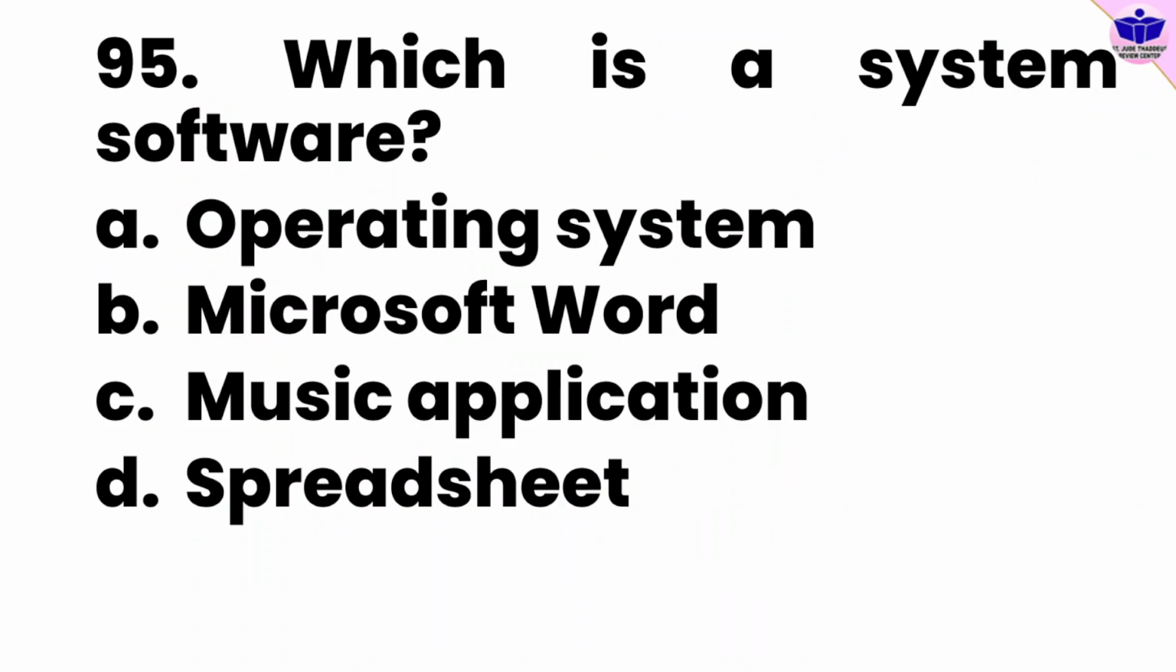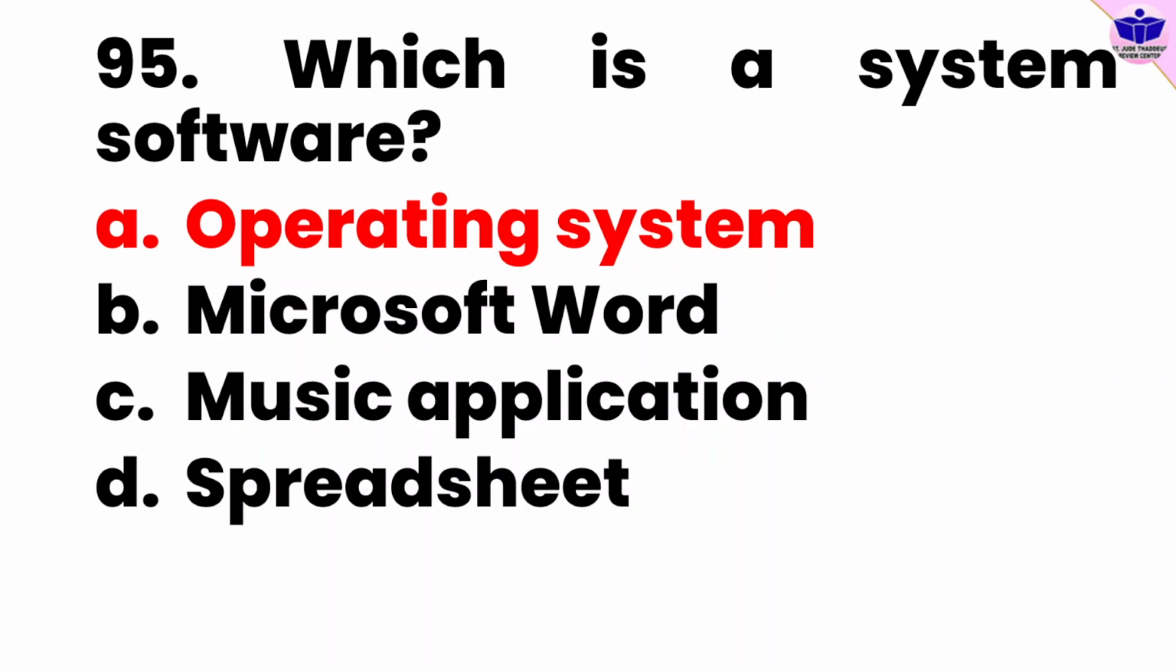Number 95. Which is a system software? A. Operating system, B. Microsoft Word, C. Music application, D. Spreadsheet. So system software among the four is, yes, the operating system. For example, you have Windows, you have Macintosh, and in cell phones, the operating system might be Android or Apple operating system.